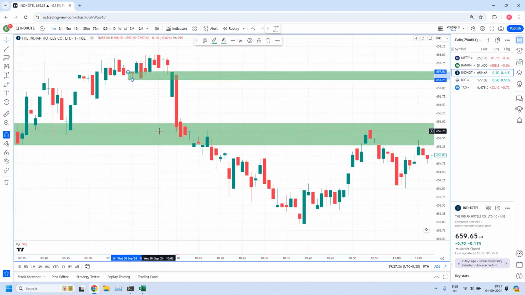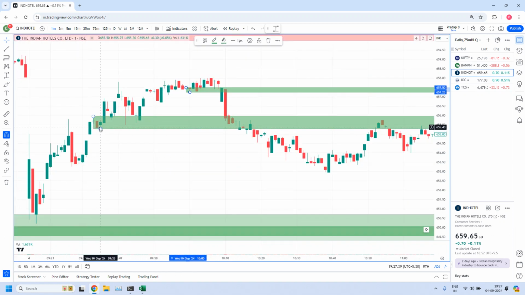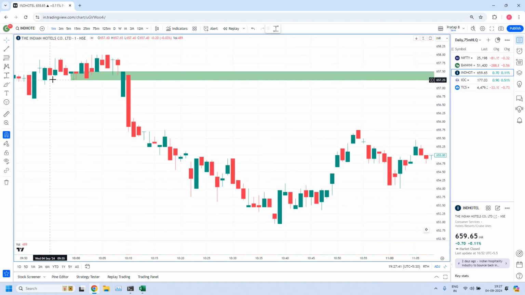Sorry, 1 minute zone, another 1 minute zone. So now what you do, you will delete this 1 minute demand zone, and now this is going to be your new 1 minute zone. See, now it is holding the prices.